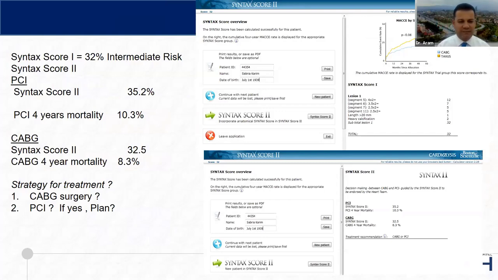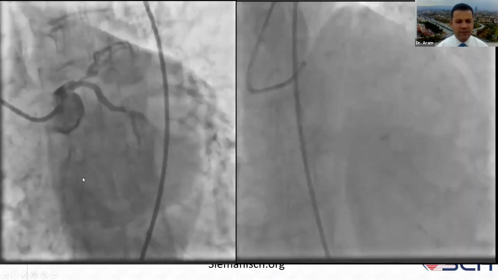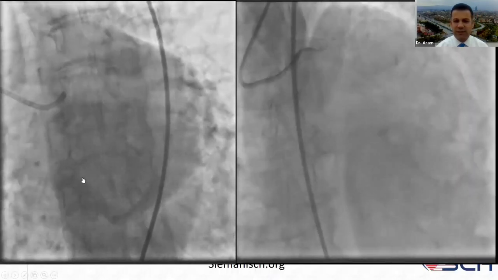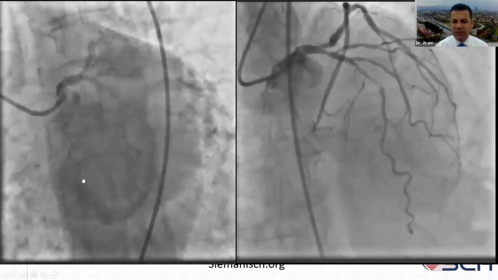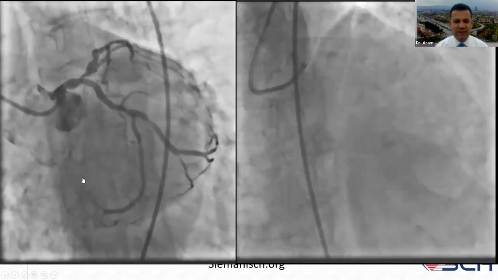We have got about the same outcome for PCI and surgery, which was why the pick was doing rotational ablation. And if the lesion is very tight in the mid part, this is the one.